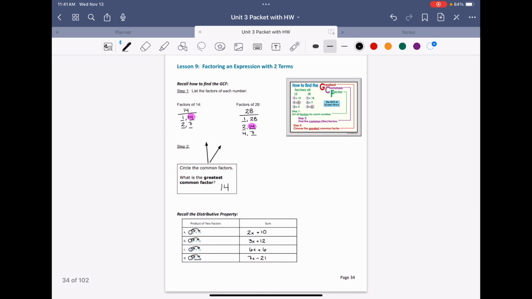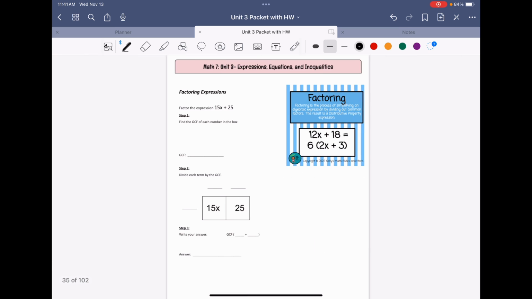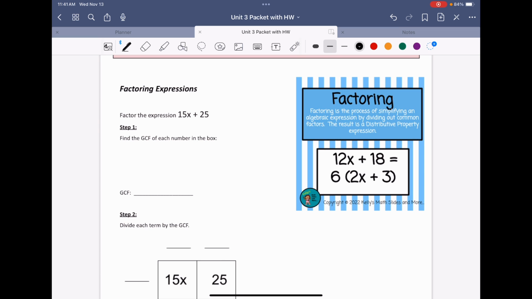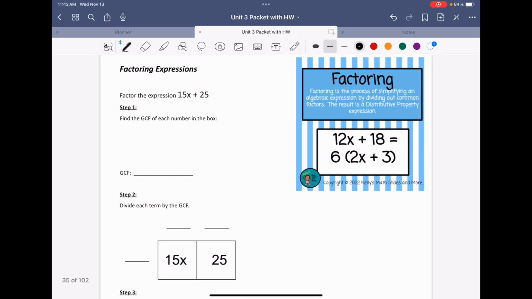Now we're going to put both those things we just practiced together. So when we factor an expression, what we're trying to do is find the largest number we can divide or take out of the expression. So if I have the expression 15x plus 25, the first thing I'm going to do is find the GCF by listing all of my factors.